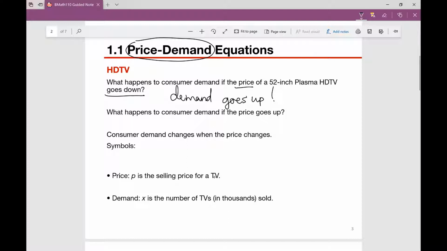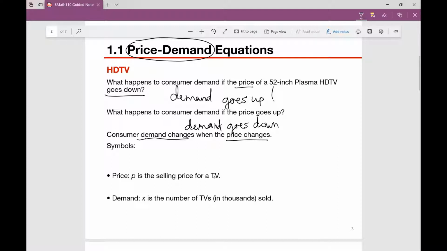And the other question is, what happens to the consumer demand if the price goes up? Easily you can say demand is going to go down. You don't like to buy things if the price is going up. So consumer demand changes when the price changes. Okay, so now we're going to talk about the symbols in this section.